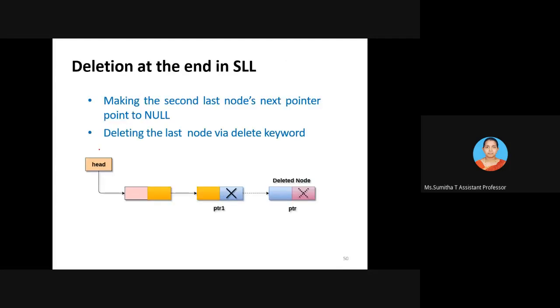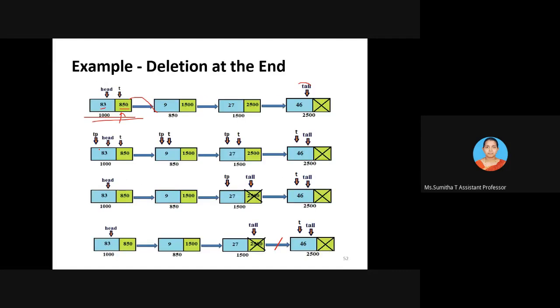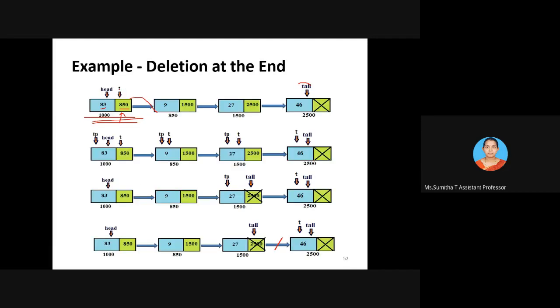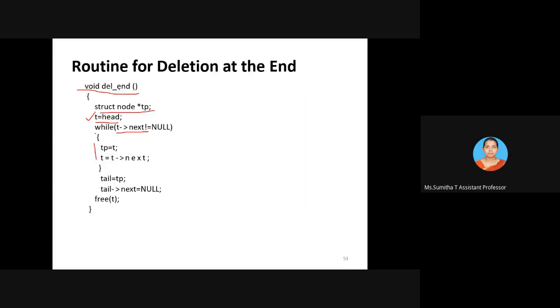Which one is the T node? The first node. Just now we assigned the head to T, so the head node is the T node. Now I'm assigning another variable: that T node is assigned to some other variable called TP. Okay, now I'm assigning the T node into TP.